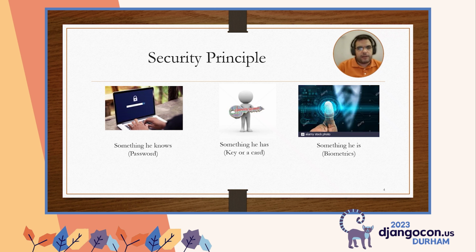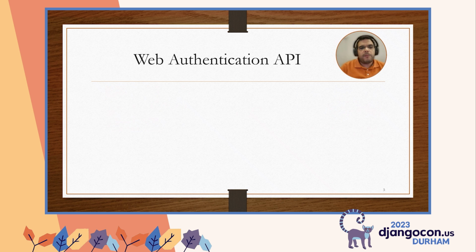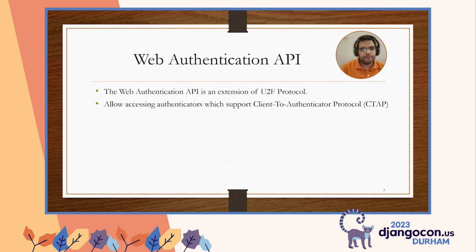At the same time, we now have mobile phones which have access to our biometrics through Face ID, iris recognition, and or fingerprints. So there was a question of why we cannot use these biometrics to verify our users. So a web authentication protocol was introduced. The Web Authentication Protocol is an extension of the Universal Second Factor Protocol.